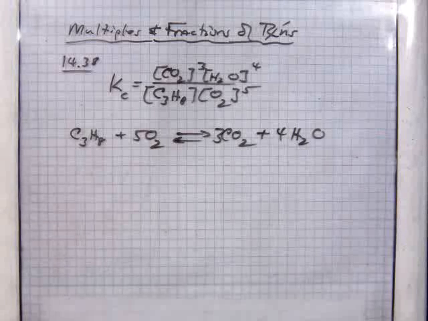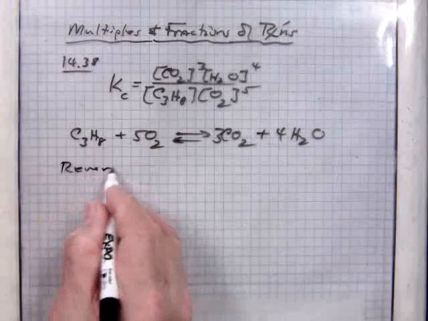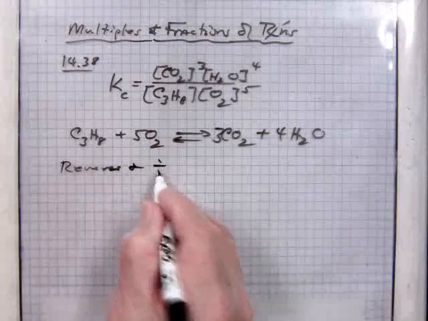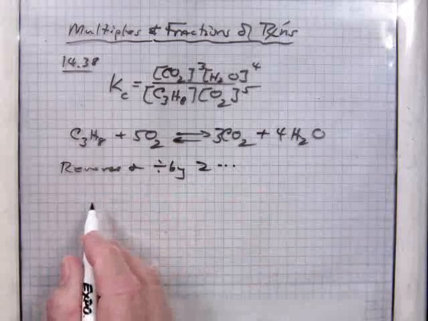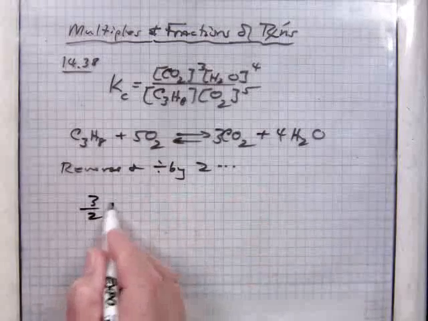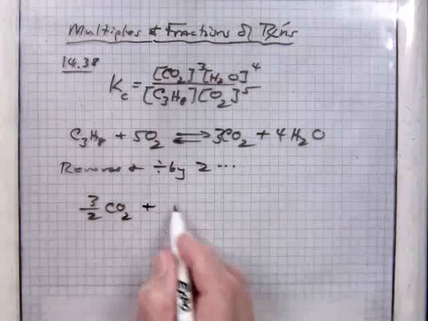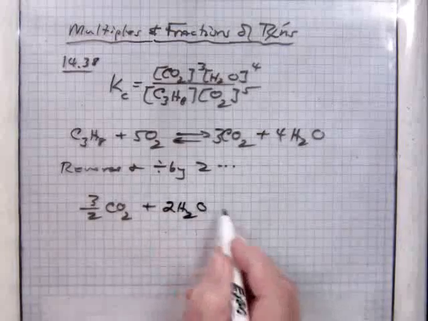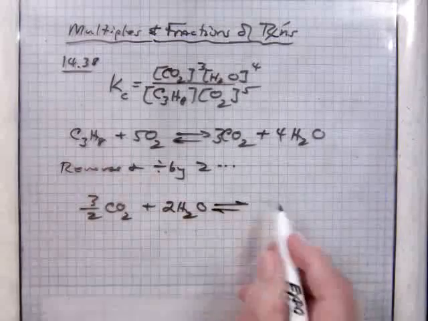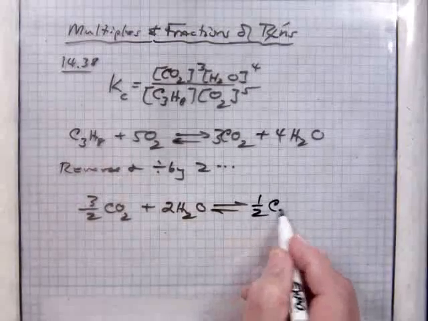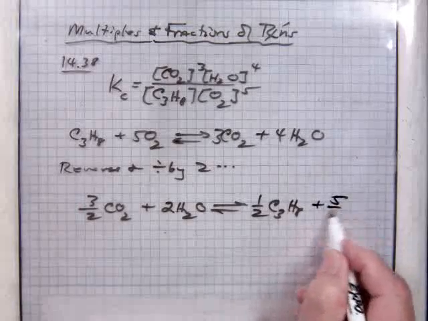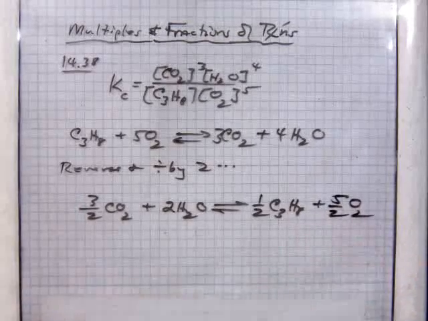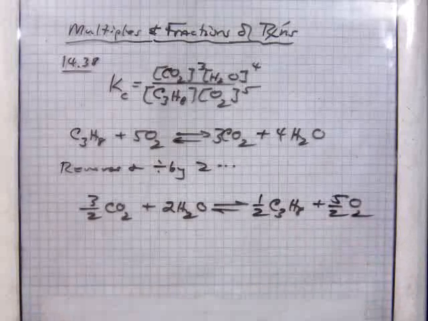Now what I want you to do is take this and reverse it and divide it by 2. Okay? So reverse and divide by 2. So we're going to go 3/2 CO2 plus 2 H2O will now be in equilibrium with 1/2 C3H8 plus 5/2 O2. Now write me the equilibrium expression for that. Okay.